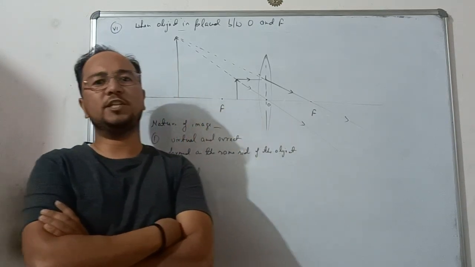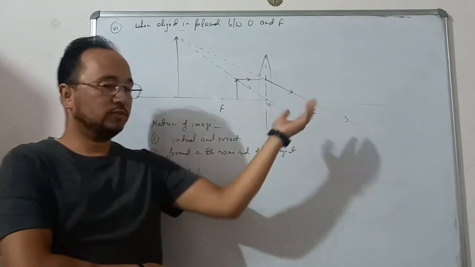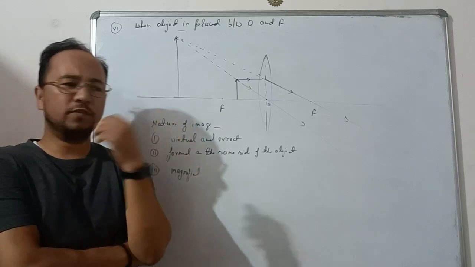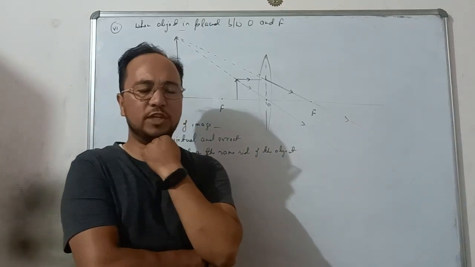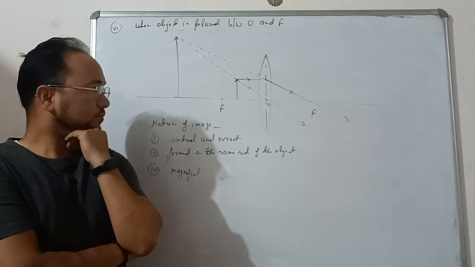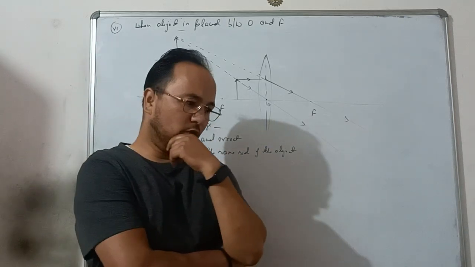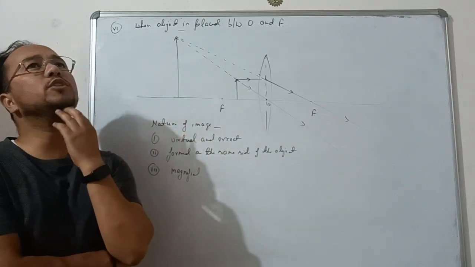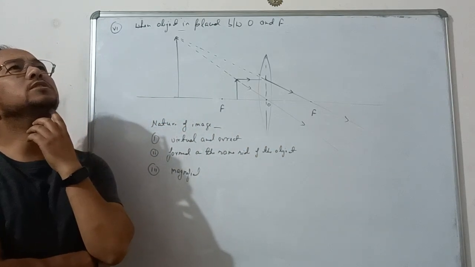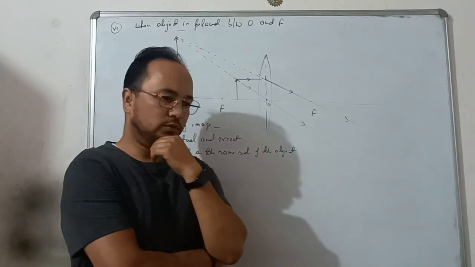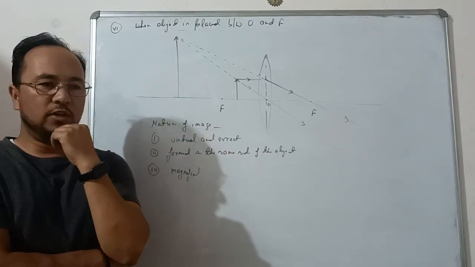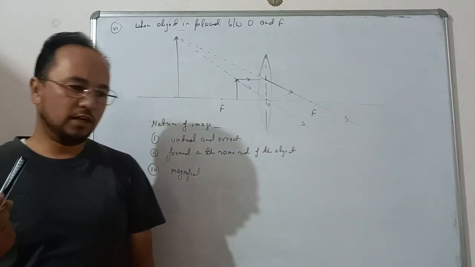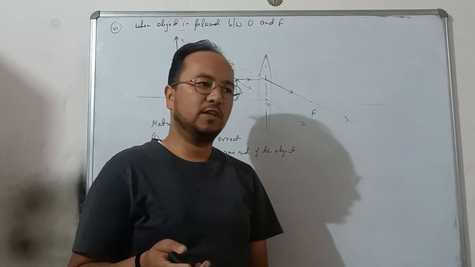So in this case, the image is formed on the other side of the lens exactly at 2f. The size is same as that of the object, and this is the third case. The fourth case is when the object is placed between 2f and f. In this case, the image will shift beyond 2f. The size of the image is magnified. The nature of the image is real and inverted.